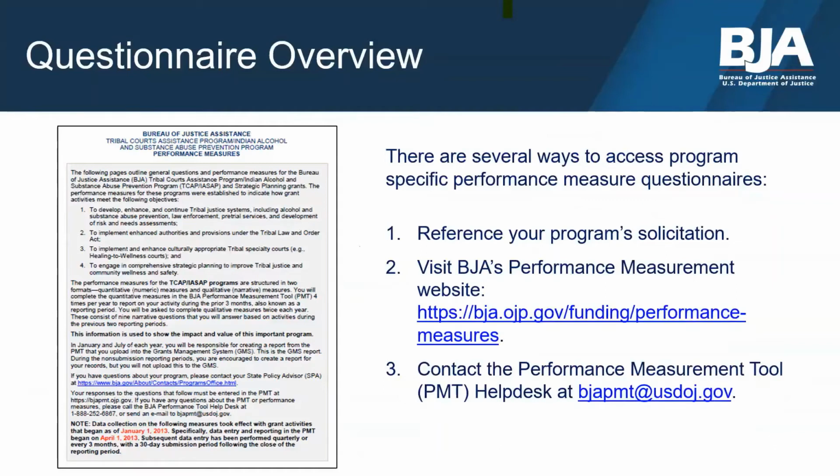We like to note each program's goals and objectives as a reminder of why we are asking you to fill out this questionnaire each quarter. The measures are ultimately there to assess your progress toward your program's goals. There are several other ways to access your program's specific performance measure questionnaires. First, reference your program's solicitation. Visit BJA's performance measurement website or contact the PMT help desk.